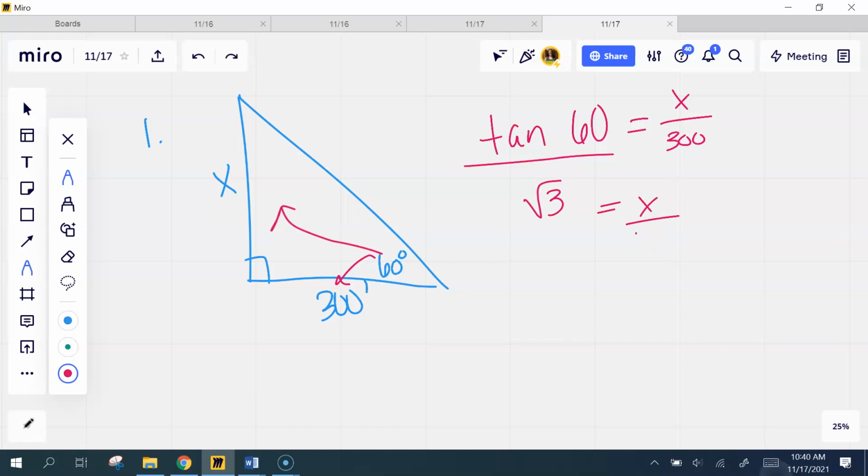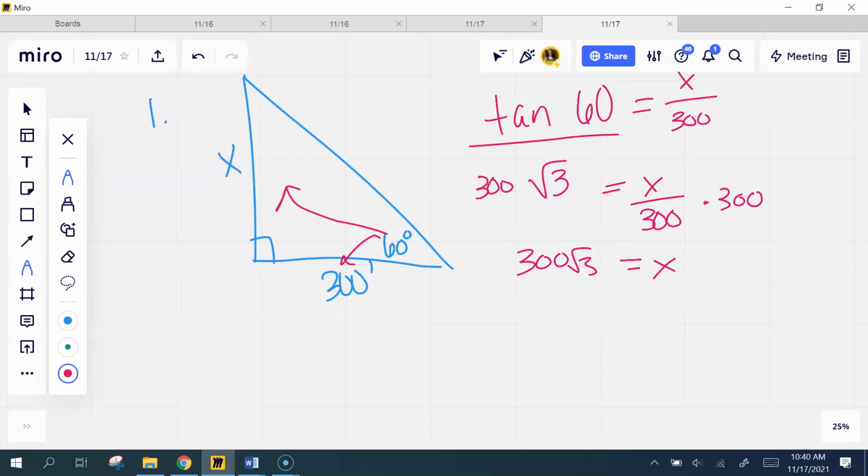How do I get x by itself? Multiply by 300. This was a good one because there were 2 different ways you could do it. I could leave it written this way. I could have taken out my calculator and done tangent 60, gotten a decimal approximation for that, and then solved it that way. Degrees, since this is in degrees.